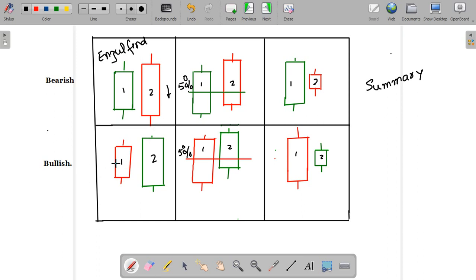Here, the second candle is a green candle. The green candle has totally engulfed the first candle. What will happen is, the second candle is green, so the market will rise, it will be bullish.